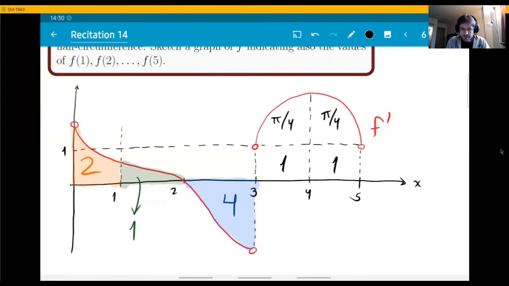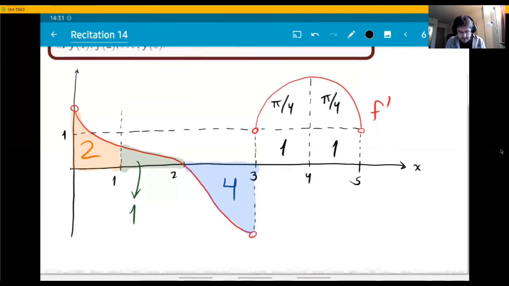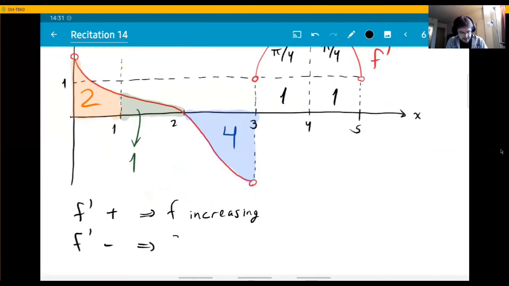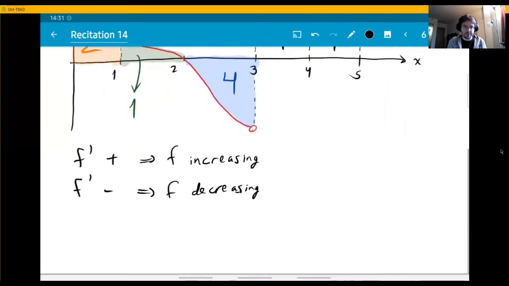This, by the way, is also very common to see: problems where the shapes of certain segments of the graph are simple geometric figures like circles and straight lines, and they allow you to find certain areas. Okay, so what are we going to do here? First, the usual things. When f prime is positive, that is the same thing as f being increasing. When f prime is negative, that's the same thing as f being decreasing. We've studied how this is essentially what the derivative is. The derivative is the slope of f.